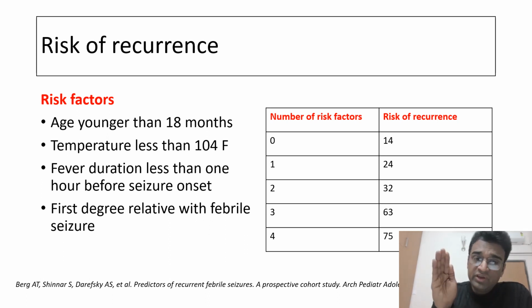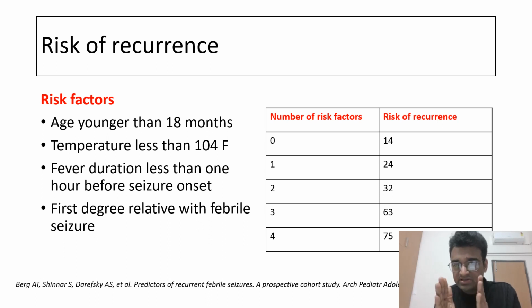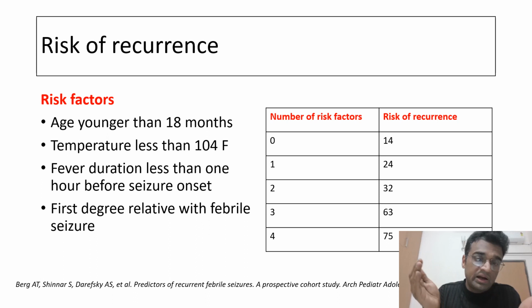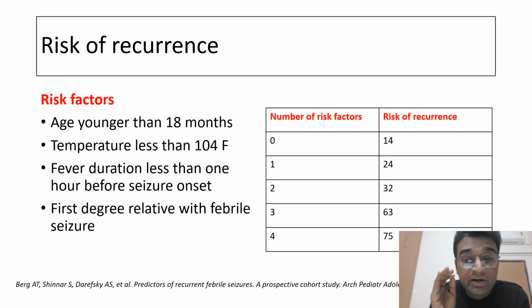So we need to understand that if the age of the child is less than 18 months, if the temperature was less than 104, if the fever duration is less than 1 hour before seizure onset, that means shorter the duration of fever before seizure, if there is a first degree relative with febrile seizure, these are four risk factors. Depending upon how many risk factors are present, the chances of recurrence will increase. That means if a young child is having a febrile seizure at a lower temperature, if the fever seizure interval is very short, if there is a first degree relative with febrile seizure, higher are the chances of recurrence. I am not talking about future epilepsy. I am talking about chances of recurrence. That means another episode of febrile seizure.